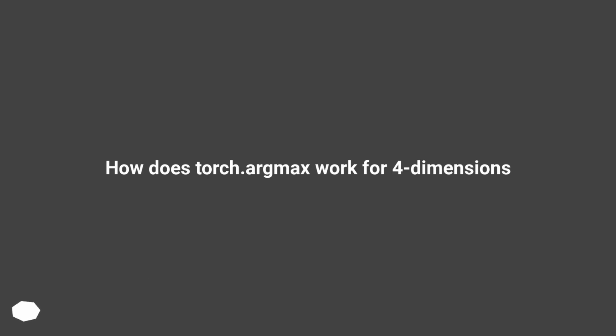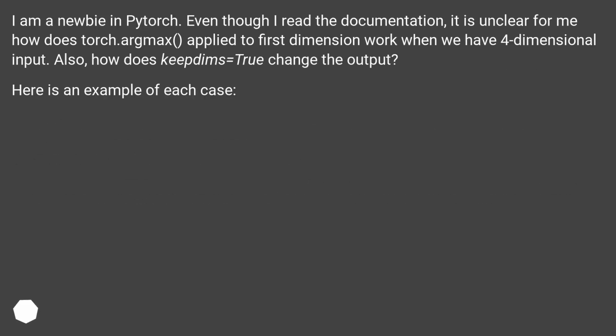How does torch.argmax work for 4 dimensions? I am a newbie in PyTorch. Even though I read the documentation, it is unclear to me how torch.argmax applied to the first dimension works when we have 4-dimensional input. Also, how does keepdims equals true change the output? Here is an example of each case.